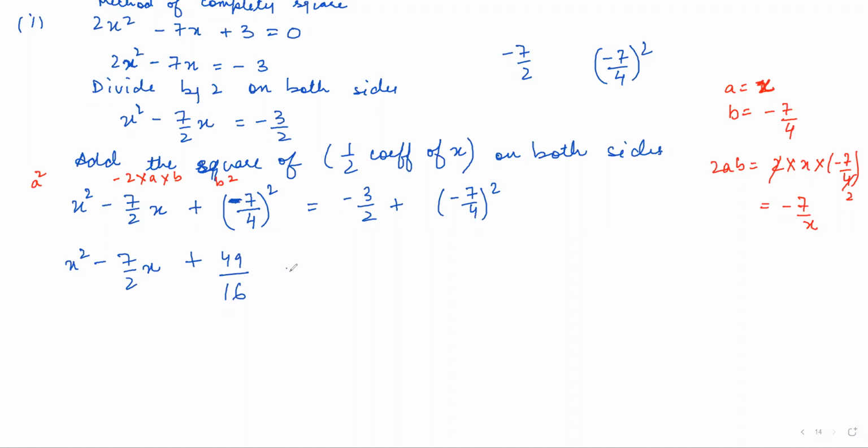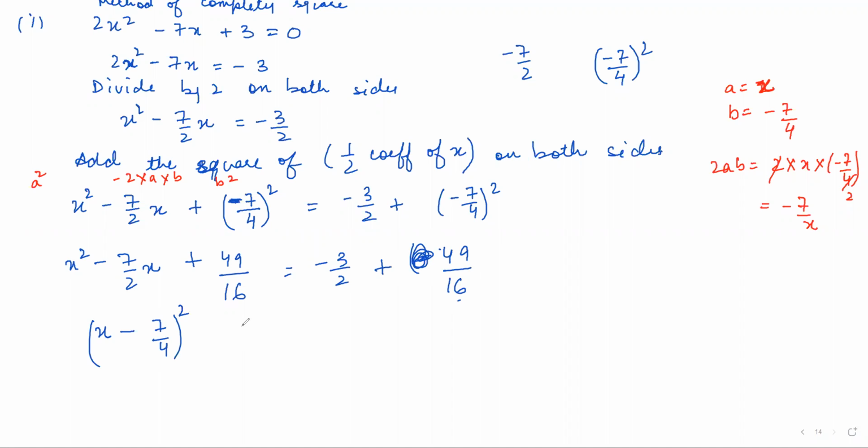Is this clear, Hamna? Yes, ma'am. So here also do its square, so you will get 49 divided by 16. Now you can compare it. So this is a square minus 2ab and plus b square. So this is actually x minus 7 by 4 whole square. Understood, Rida?